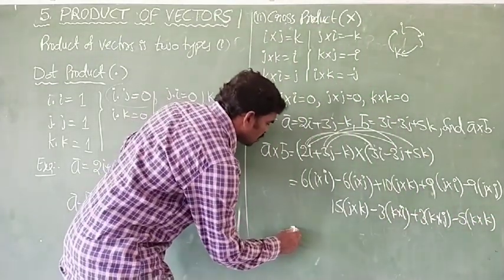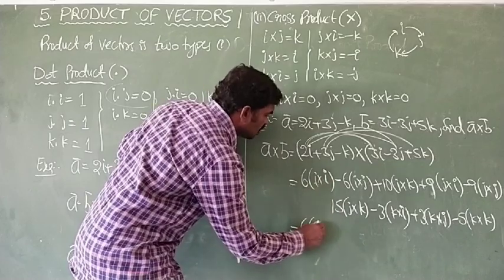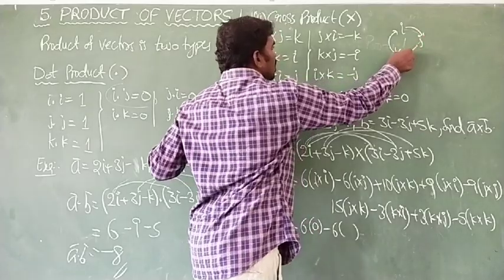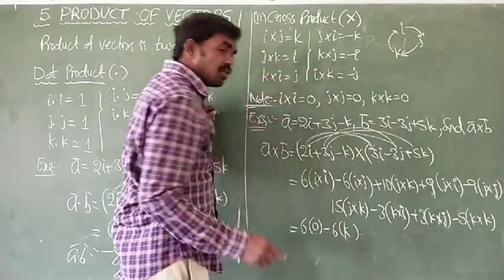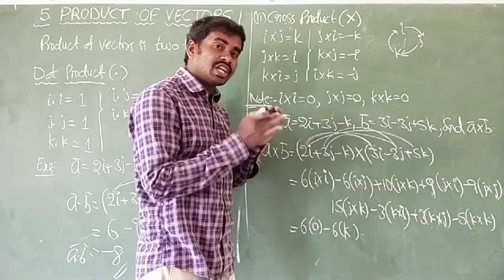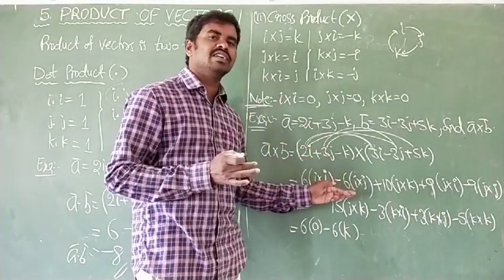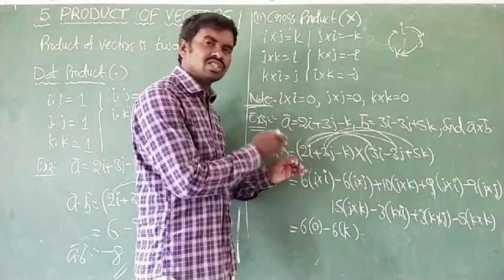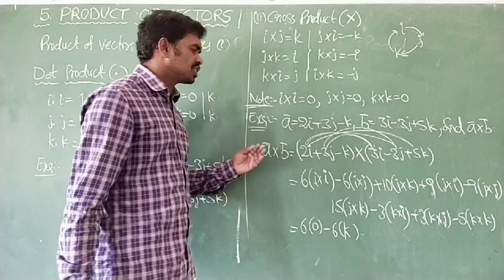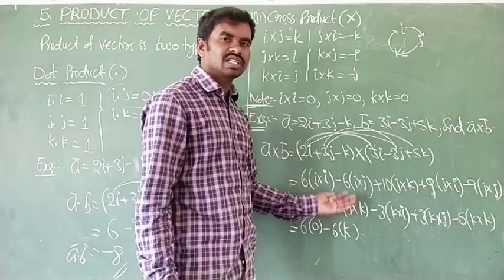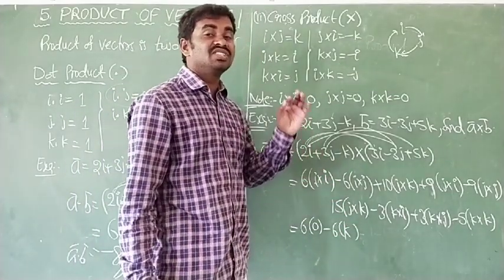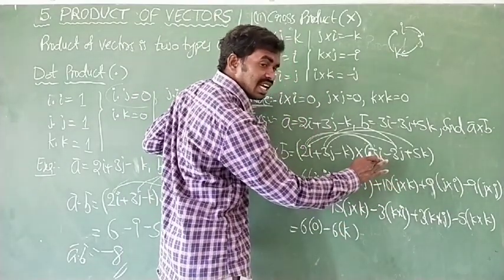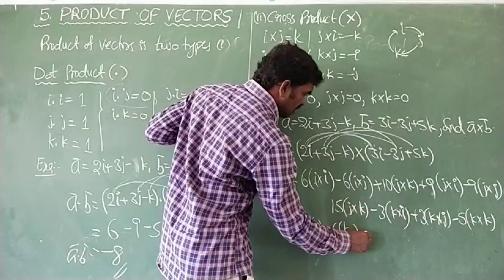Okay, from the next step I am going to simplify. 6 into i cross i is 0. Minus 6 into i cross j. What is i cross j? It is, in order, k. Don't bother about this simplification. I will tell you a simple technique in the second method. If you do not understand also, no problem, just leave it. First of all, listen to this. After that, I will tell you a second method that is very easy. Don't get confused or irritated, just be patient.